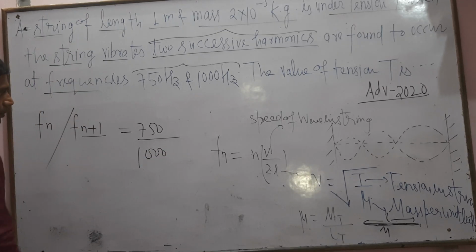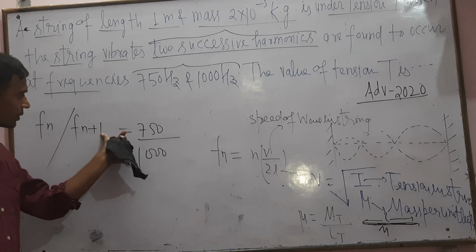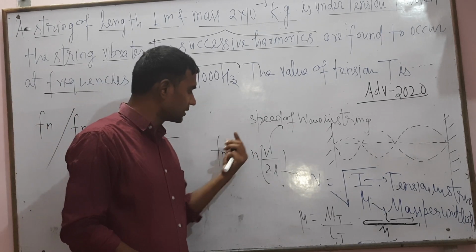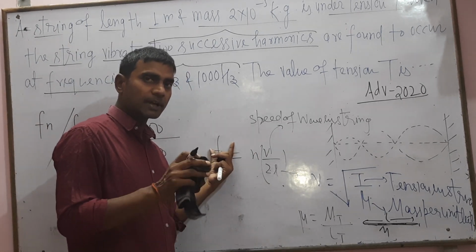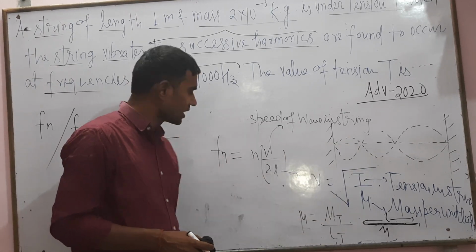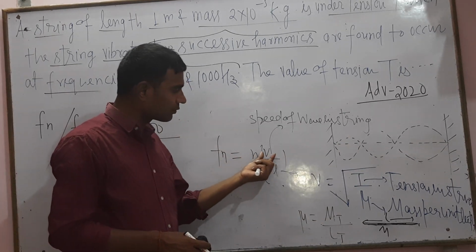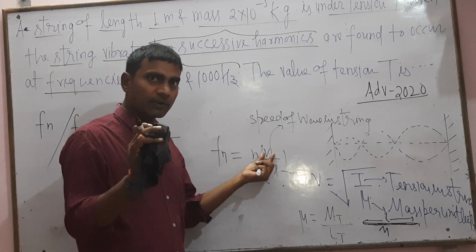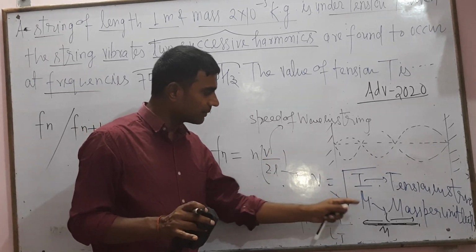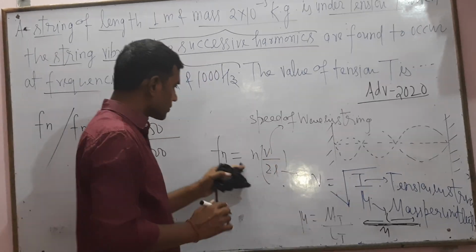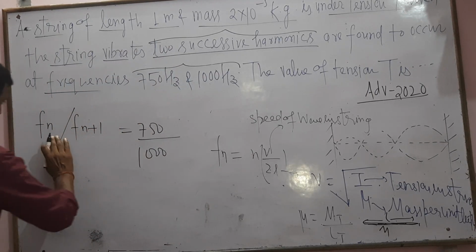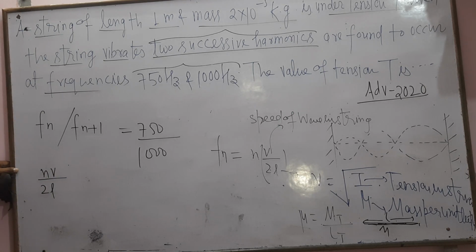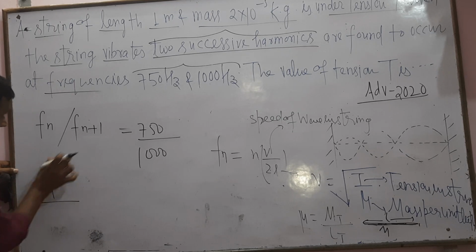This is the ratio. Let us suppose we are trying to find the ratio Fn upon Fn+1. Fn is the nth harmonic frequency of this string, which is equal to n into v by 2l. N is the harmonic number, v is the speed of the wave in the string, which is equal to root of T by mu, and l is the total length. So Fn equals n times v by 2l, divided by Fn+1.